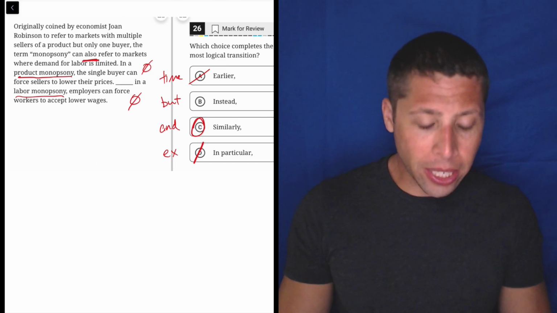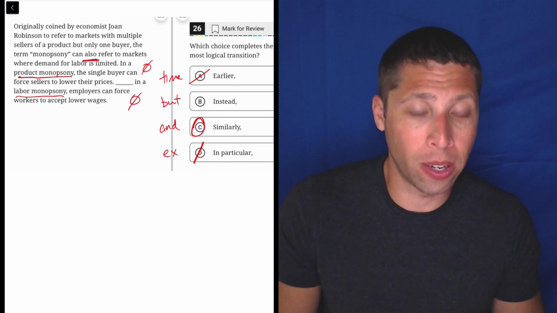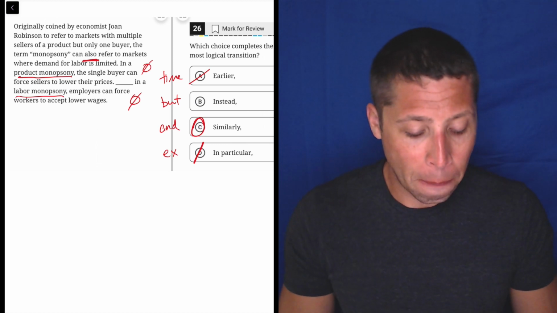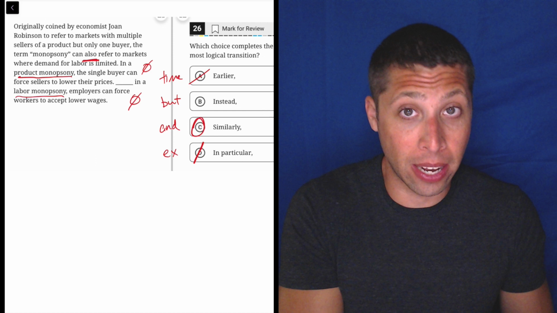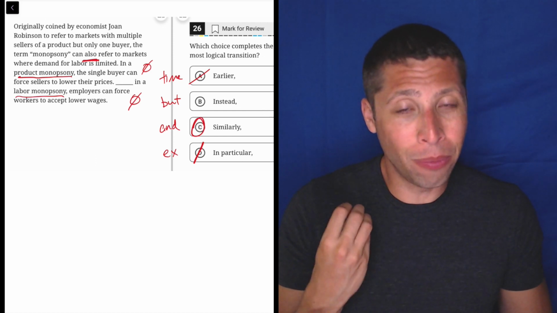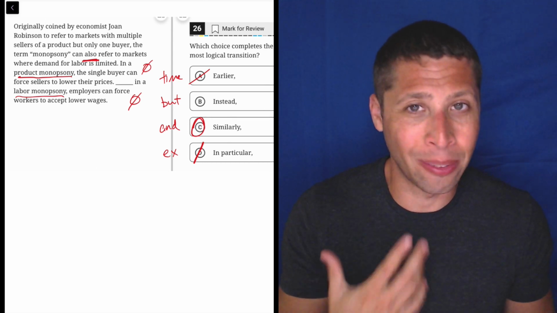But if you do this wrong, I would say don't worry about it too much. Like this is one of the harder ones in this section. It's a little weird, but hopefully I've given you enough evidence to understand why C is a better fit here. We really need some other contrast word to make this a contrast, and we just don't have that.